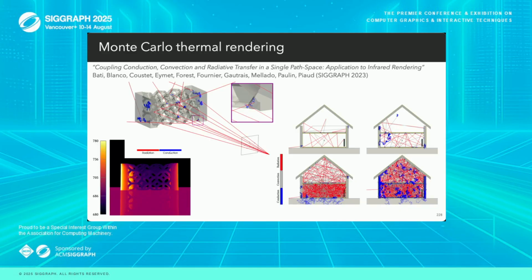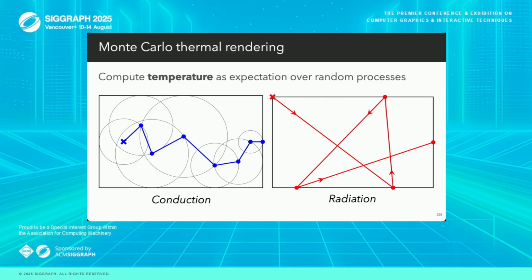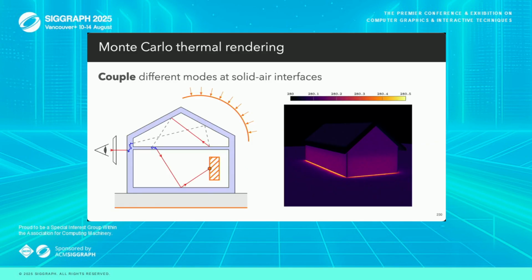There's also some recent work on thermal imaging by researchers at CNRS, where the idea is to develop a unified framework for jointly simulating the coupled physics of thermal conduction and radiation through a combination of walk-on spheres and path tracing. At a high level, the authors first express these different modes of physics with respect to the same quantity, namely temperature. For each mode, they then write the temperature as an expectation of a random process. Finally, they generate a thermal image by coupling conduction and radiation at the interface between solid objects and air.